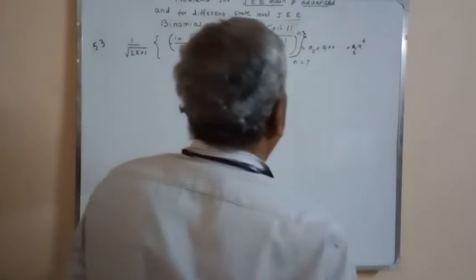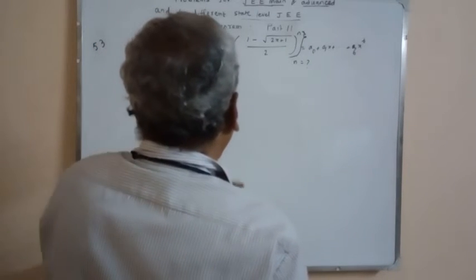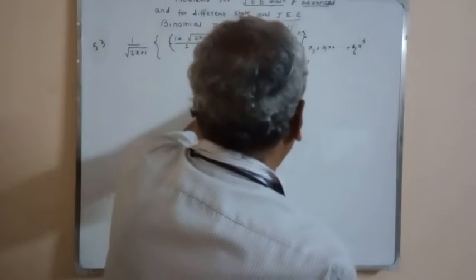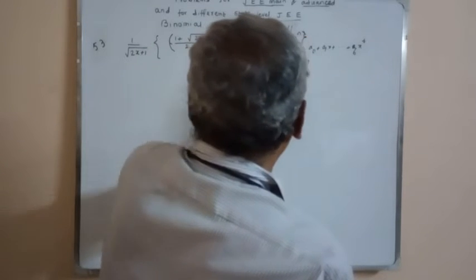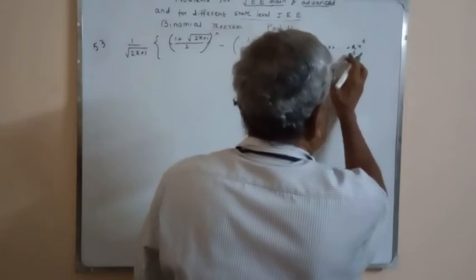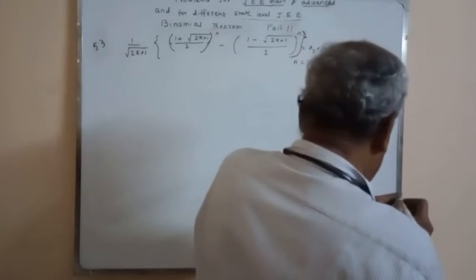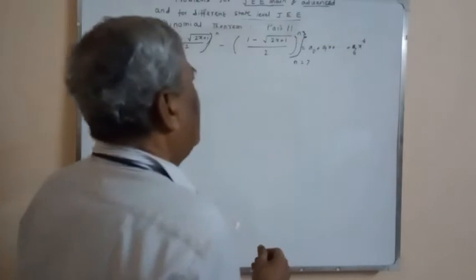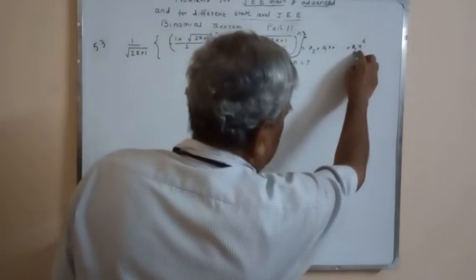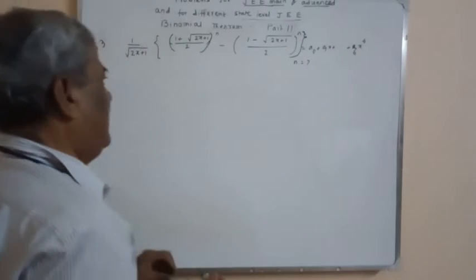So the expression is 1 upon root over 2x plus 1 into (1 plus root over 2x plus 1 by 2) whole to the power n minus (1 minus root over 2x plus 1 by 2) that whole to the power n. This is given as a0 plus a1x plus a2x square up to a6 x to the power 6. Then what is n? Value of n, how much? It is clear that in that expansion, maximum power of x is 6. From there, we have to calculate the value of n.